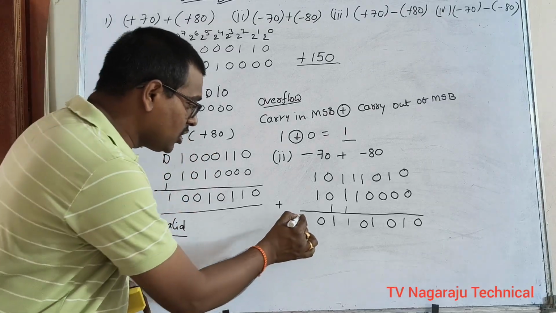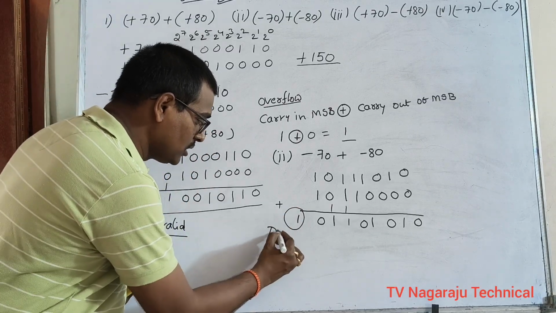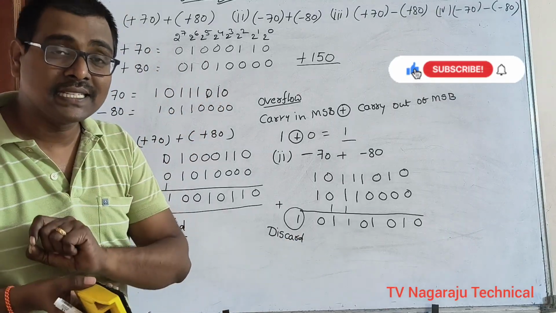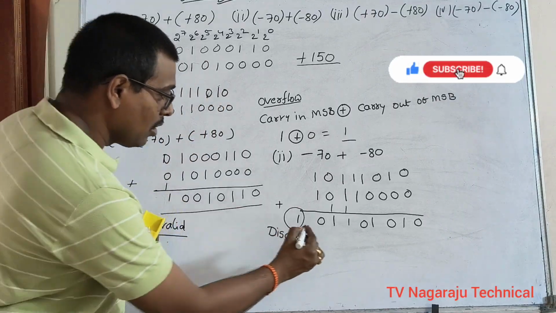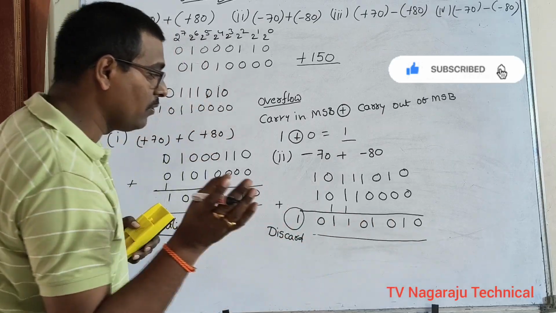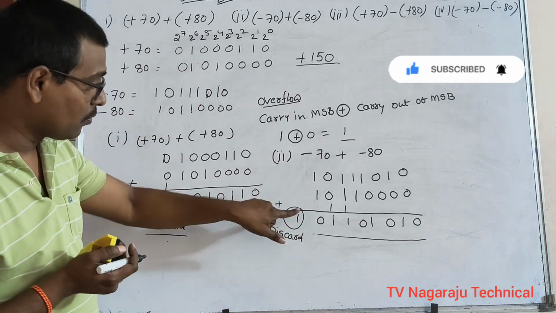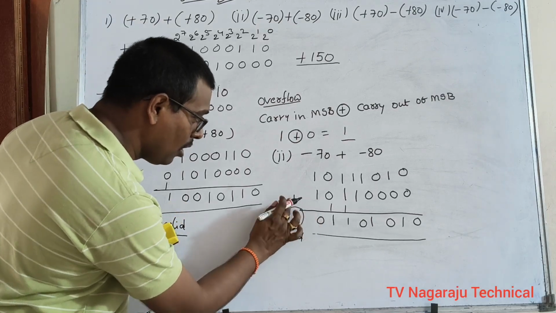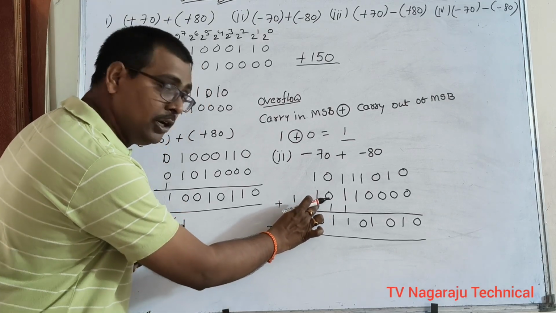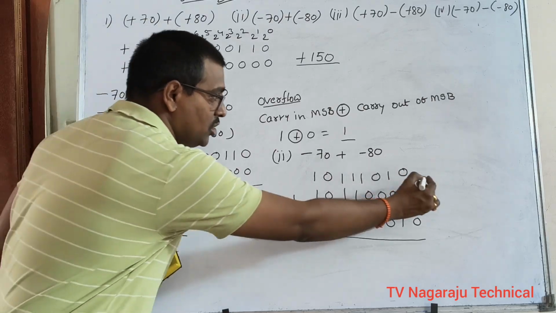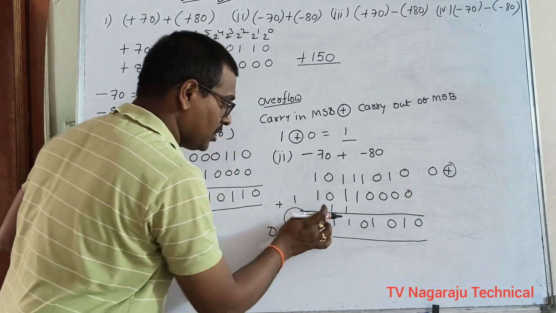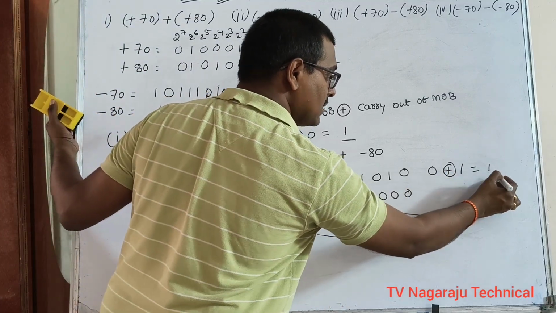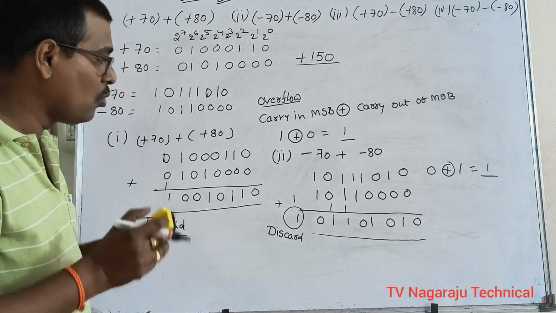After doing the addition, if there is any carry, simply discard the carry and check whether overflow occurred or not. Here, the carry into the MSB is equal to 0. XOR the carry out of the MSB, which is equal to 1. The result is equal to 1. That means overflow.